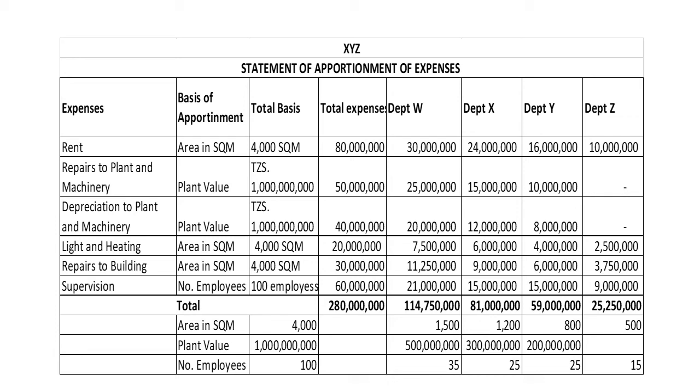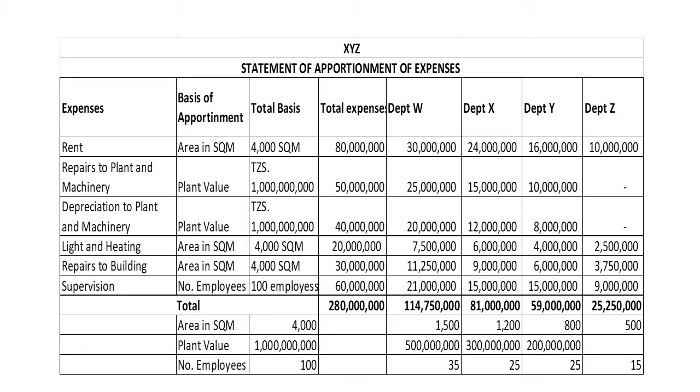So this is how we are using different bases of apportionment to distribute. These bases decide how to distribute those costs, which are commonly shared between different departments, to the respective departments. So this one, I've just shown you how to distribute those common costs, because it's the challenging part. But the other part is very easy.